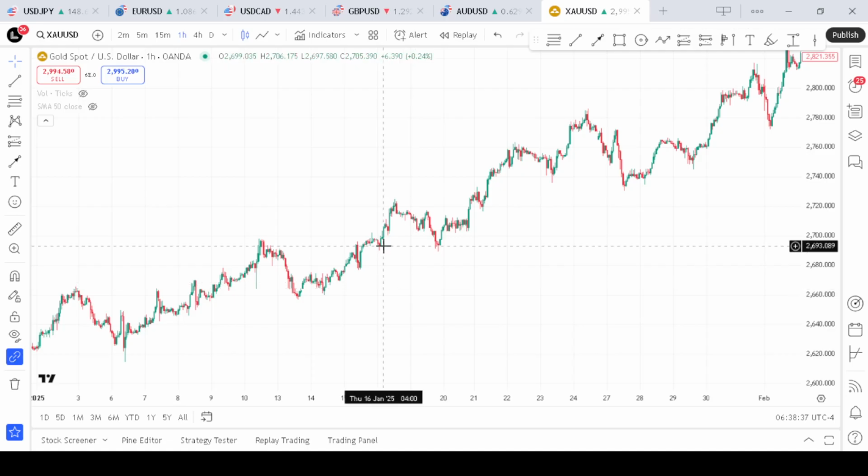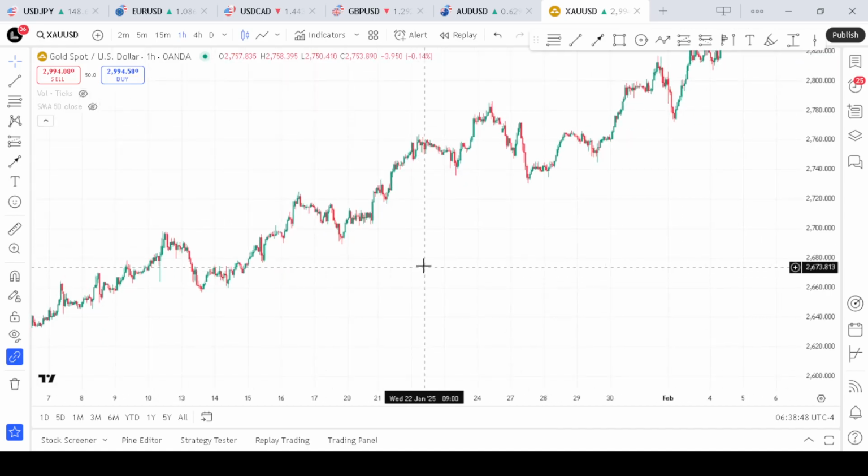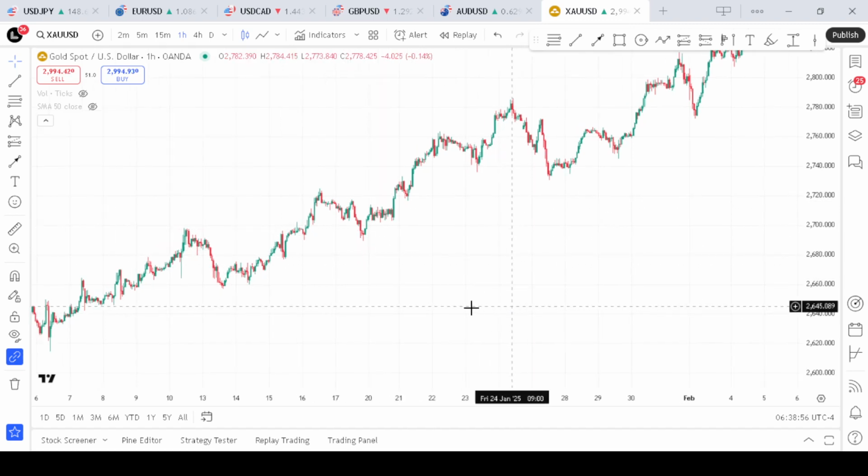In the next few minutes, you will learn exactly how to set up your chart, identify profitable trade setups, and execute trades with confidence. You will discover the right indicators to use, how to identify key support and resistance levels, and how to manage your risks properly for consistent results.